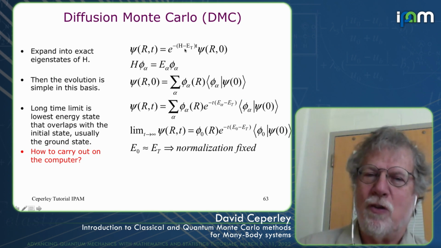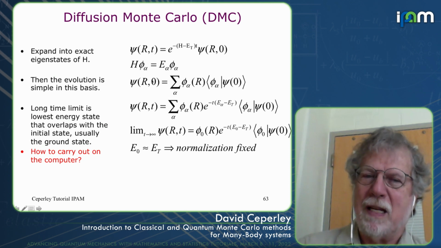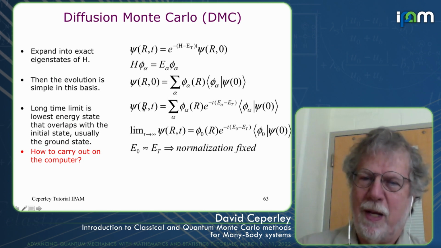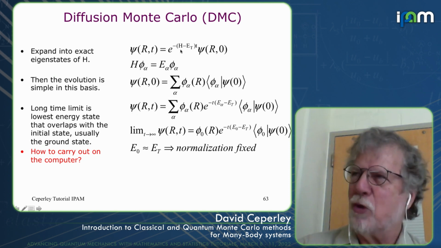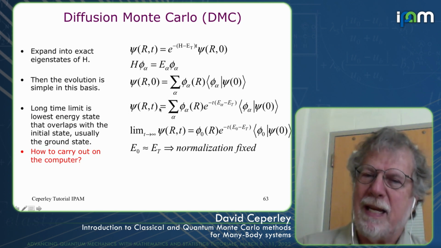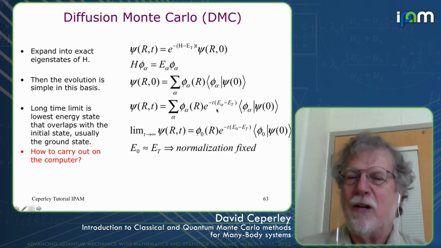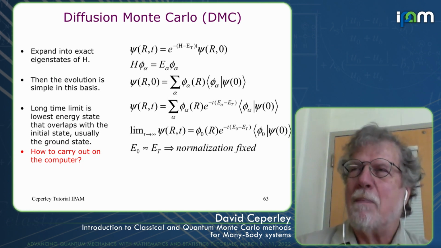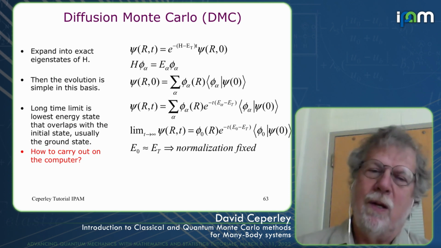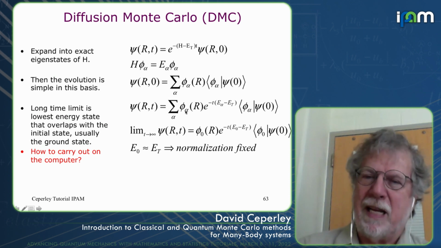If these are the exact eigenfunctions, we can expand the initial wave function into this exact eigenstate basis. Then we can evaluate this projection operator in this basis, and we get the wave function at time t as an expansion of the exact eigenstates. But in imaginary time, everything except the ground state will decay to zero, assuming there's no degeneracy in the ground state. This will project out all the higher states.